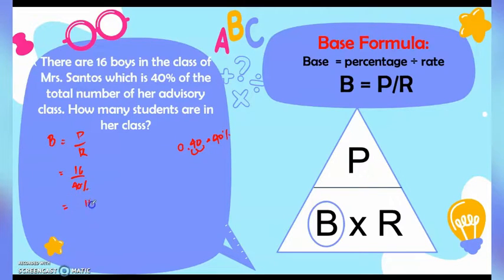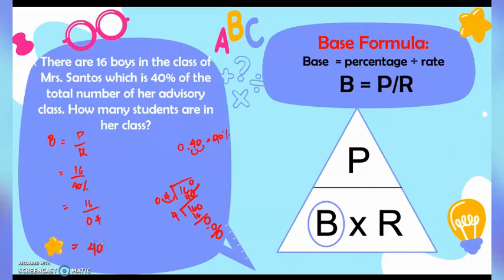So we have here 16 divided by 0.4. Then we can now divide 16 by 0.4. But take note that when you divide by a divisor that is a decimal number, you need to make it a whole number by moving the decimal point to the right. This is 4. Since you moved one place, you also move the decimal point of the dividend one place. It becomes 160. So we have 160 divided by 4. Our base is 40.